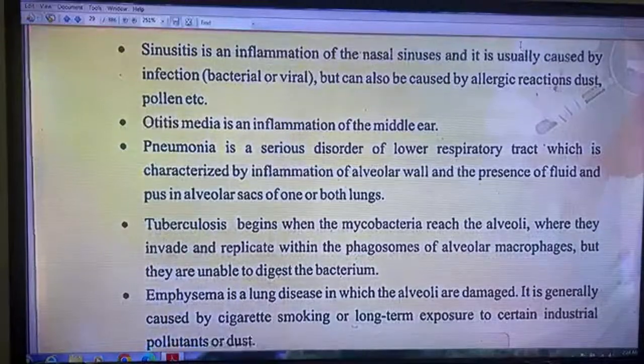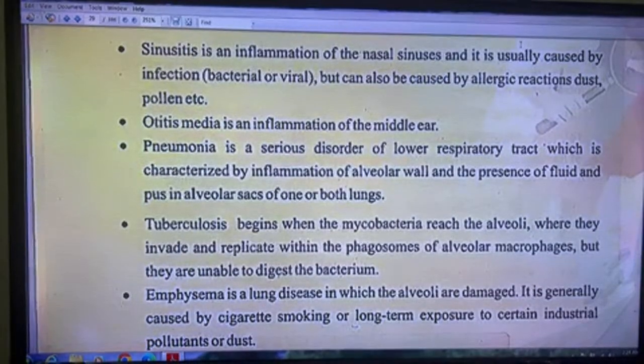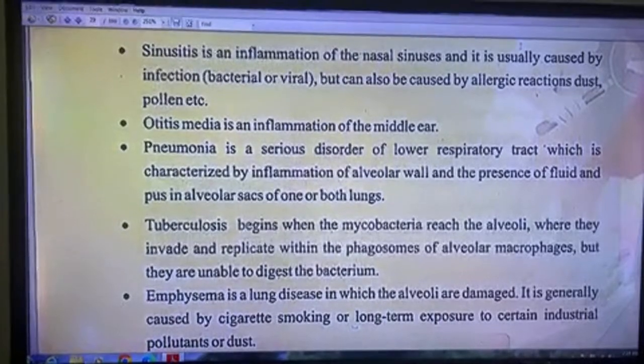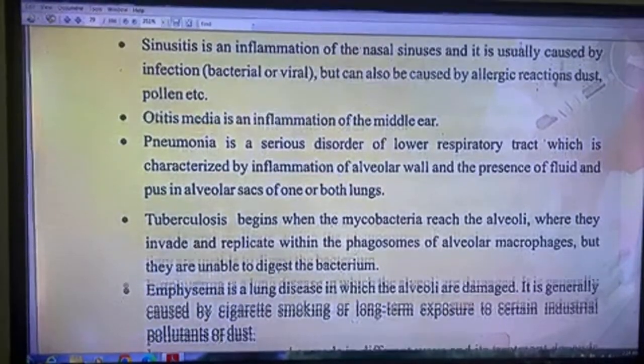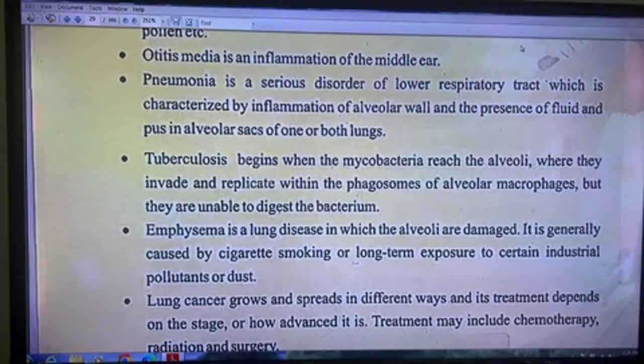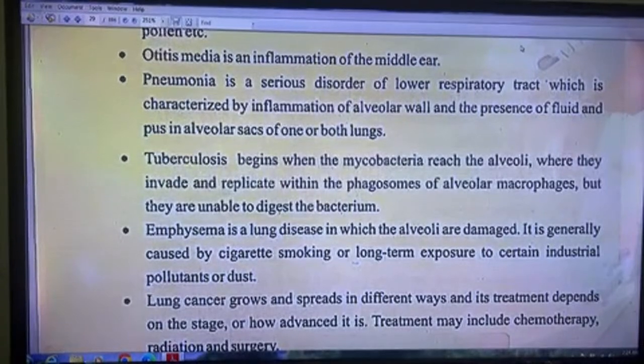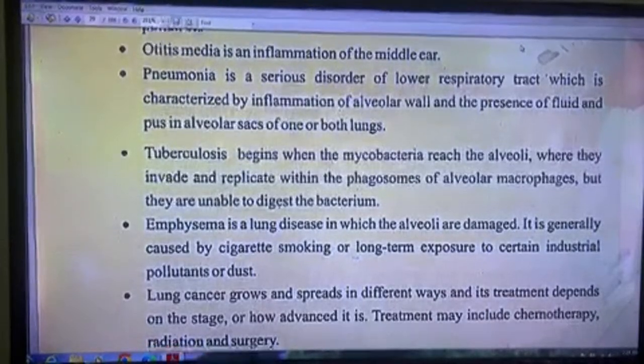Sinusitis is an inflammation of the nasal sinuses. It is usually caused by infection, bacterial or viral, but can also be caused by allergic reaction, dust, pollen, etc. Otitis media is an inflammation of the middle ear. Pneumonia is a serious disorder of the lower respiratory tract which is characterized by inflammation of the alveolar wall and the presence of fluid and pus in the alveolar sacs of one or both lungs.